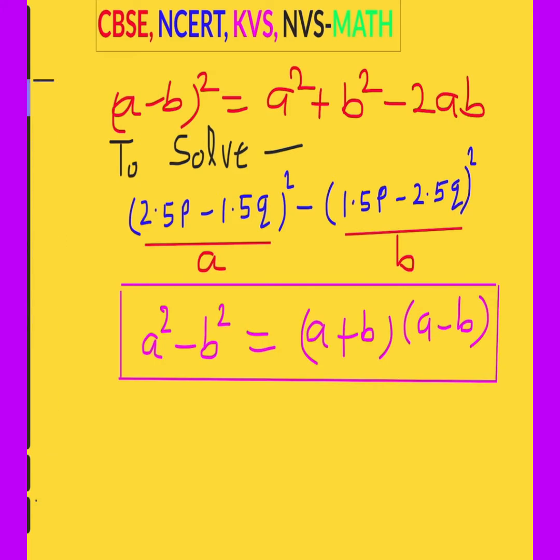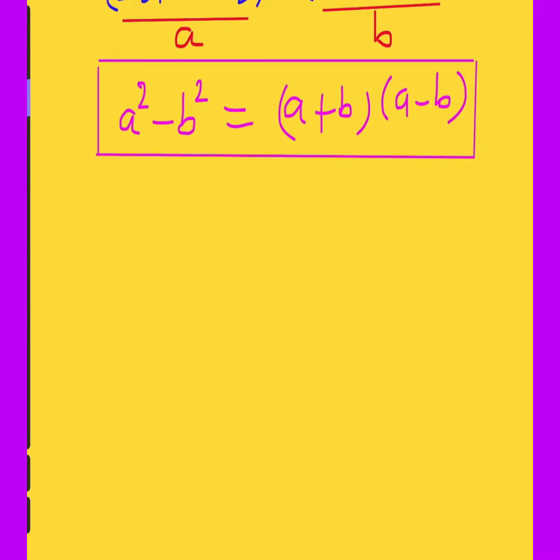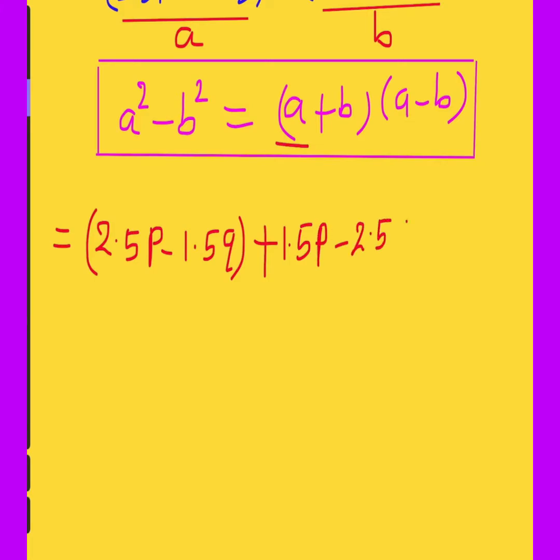See here how to do. Let this be a, so you will put the value, that is 2.5p minus 1.5q, it is a, and then plus b as per the identity, so b is this value, we will put here 1.5p minus 2.5q. And this is the value of a and b, so you put the square bracket here. This one is the first part.